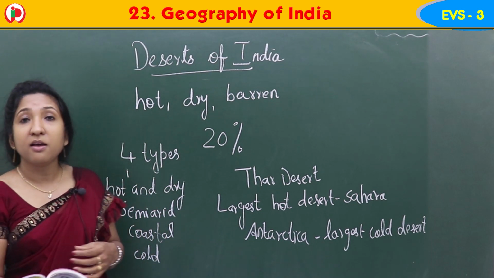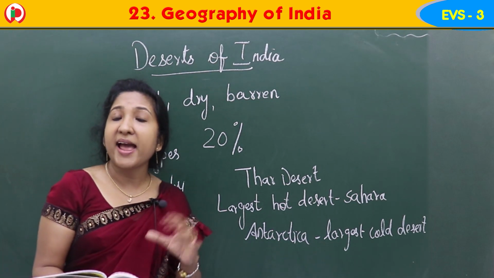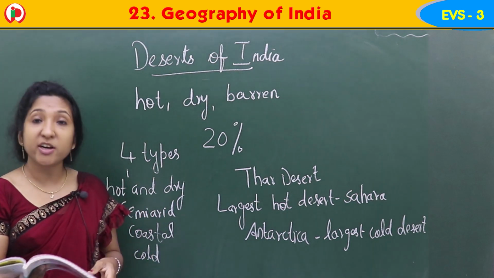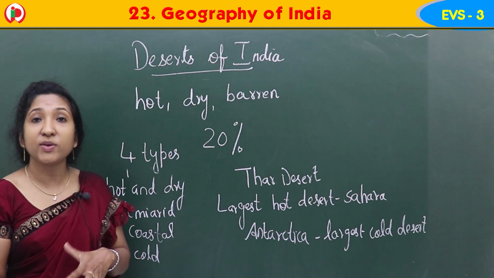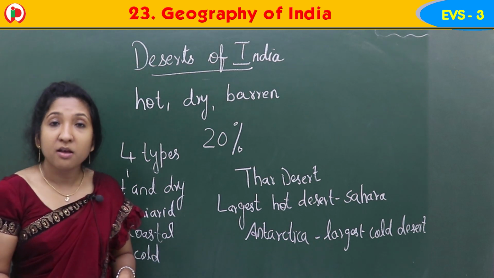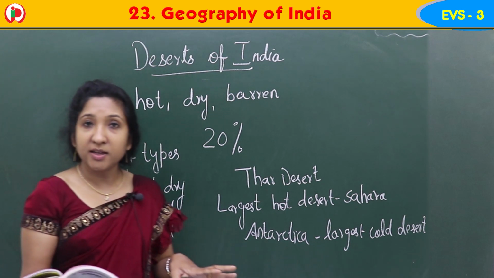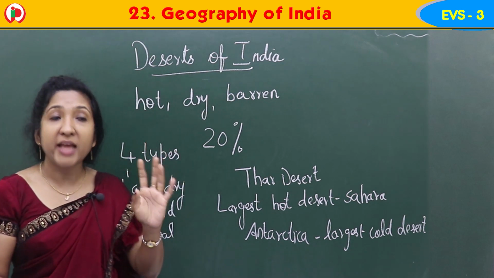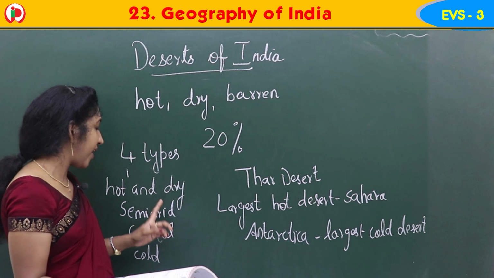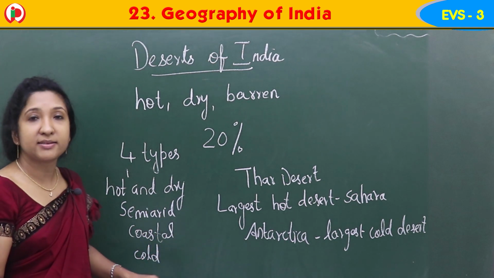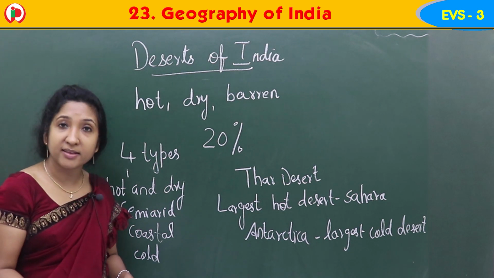So deserts, they are hot and dry barren land, and here the large area is covered with sand all over. In desert we can see all over the sand. Deserts cover about 20% of the earth. And there are 4 major types of desert: hot and dry, semi-arid, coastal desert and cold desert.